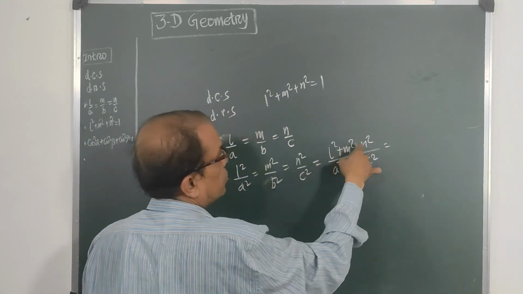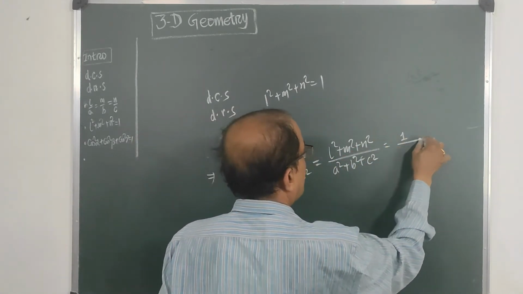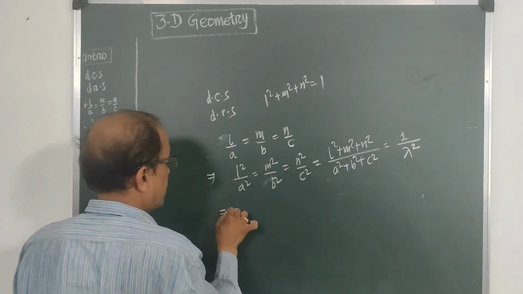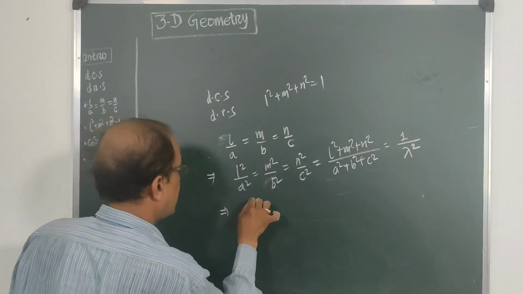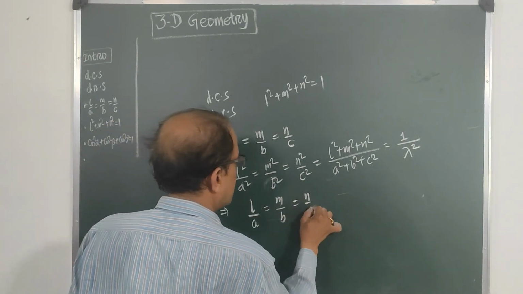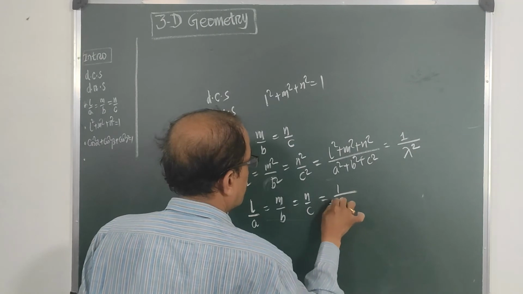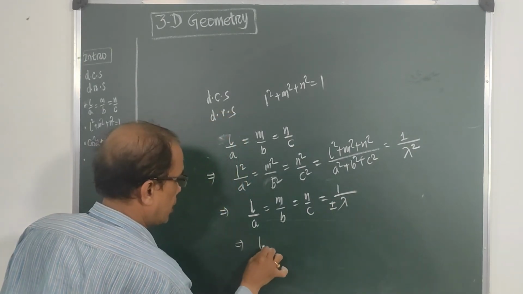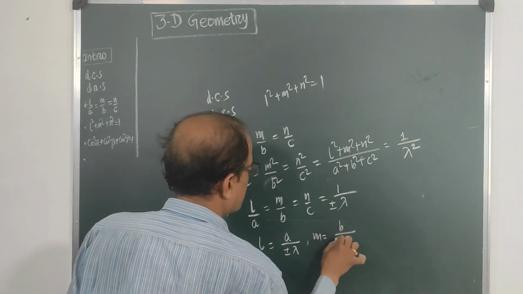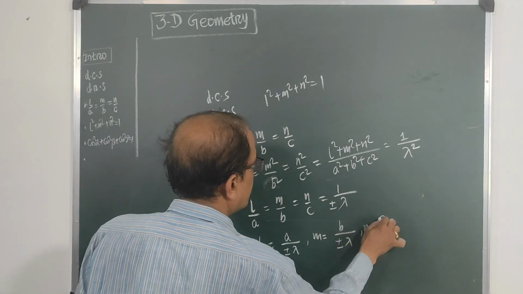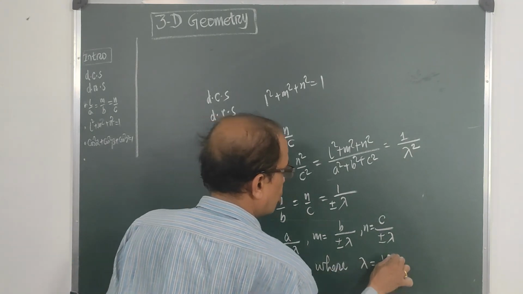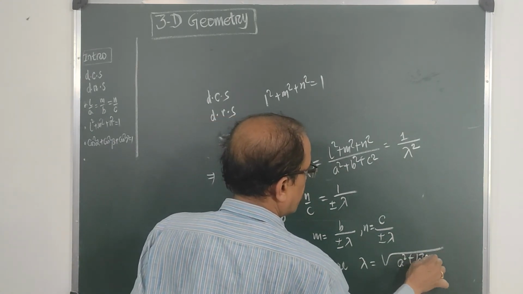If we know that L square plus M square plus N square is equal to 1, and if we take this as a square of a certain value lambda, then what do we get? Let us take the square roots again. So we will get back L by A is equal to M by B is equal to N by C, and finally here 1 by plus minus lambda, so that we get L is equal to A by plus minus lambda, M is equal to B by plus minus lambda, and N is equal to C by plus minus lambda, where lambda is equal to root over of A square plus B square plus C square.